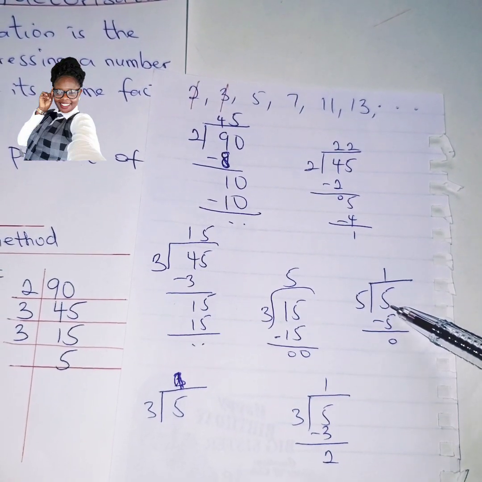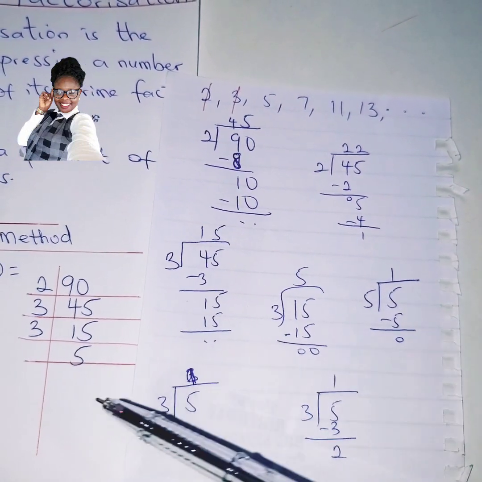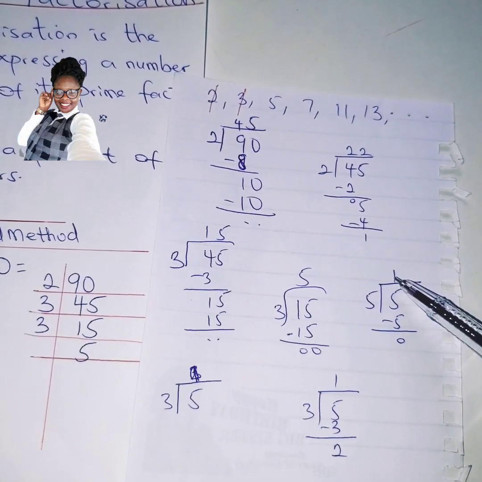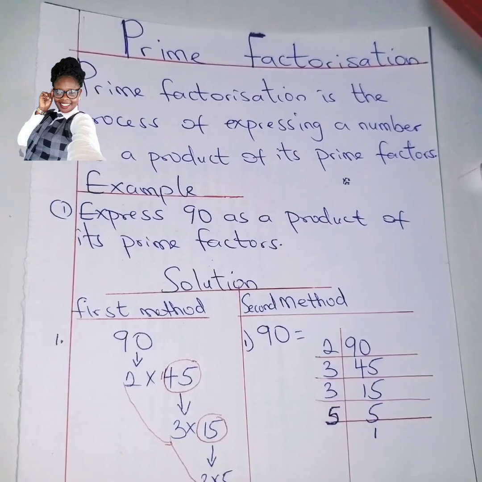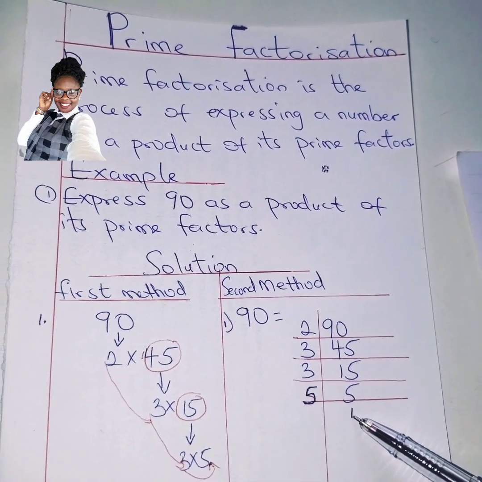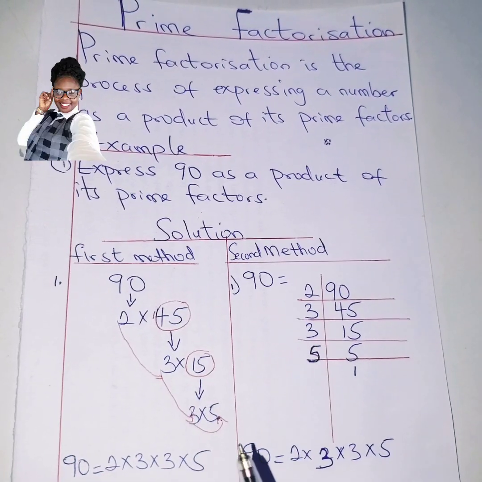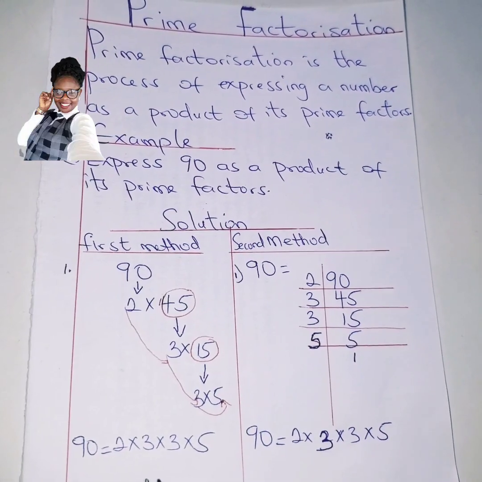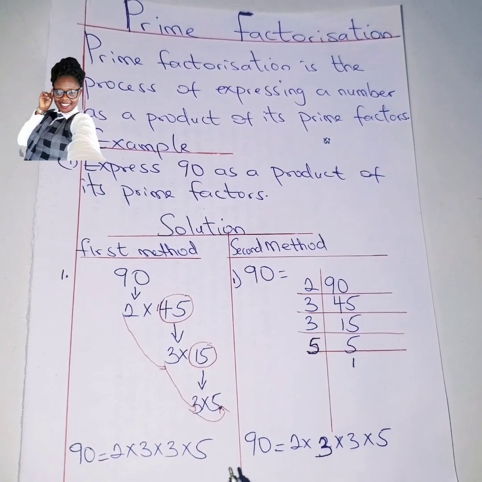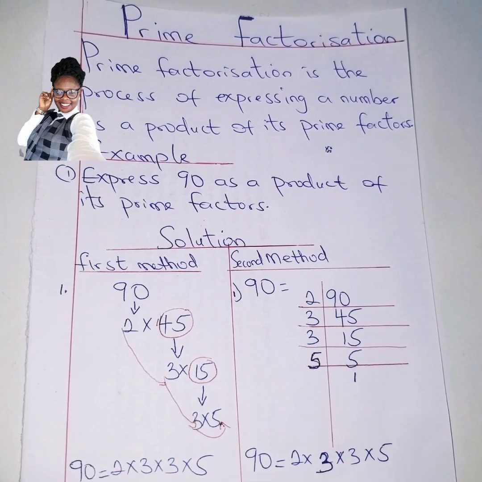And 5 divided by 5 equals 1 without remainder. So 5 will be written outside and 1 will be written inside under 5, like this. And once you get to 1, you stop calculating and write out the prime factors. Just like this. As you can see, we arrived at the same answer. You can use any of the methods.